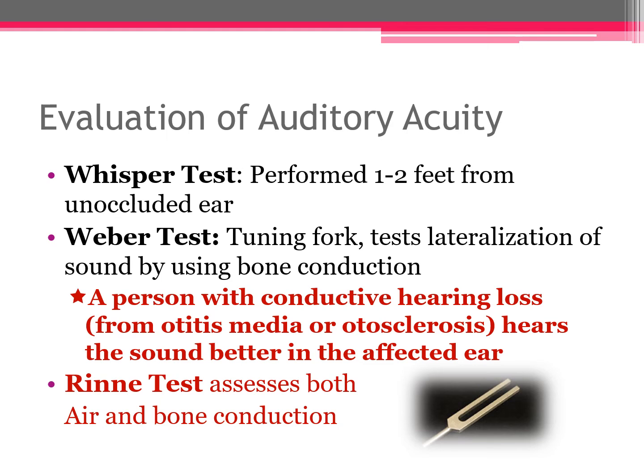I want you to remember that for the Rinne test, you're assessing for both air and bone conduction. You're putting the tuning fork 2 inches from the opening of the ear canal, and then you're putting it on the mastoid bone. And when you ask the patient what they heard, a person with normal hearing is going to say that the air-conducted sound is louder than the bone-conducted sound.